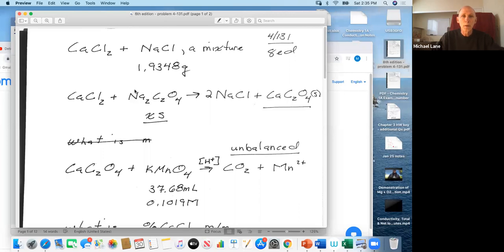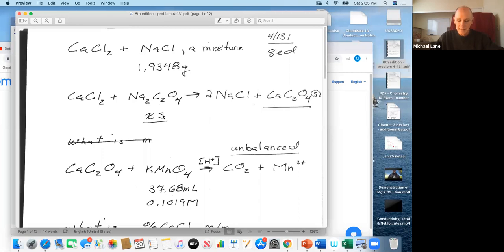So in effect, what this reaction does is allows us to form the precipitate of calcium oxalate. And later on, we're going to see how doing that lets us determine how much calcium must have been in the original mixture. So that's what that second sentence in there says.